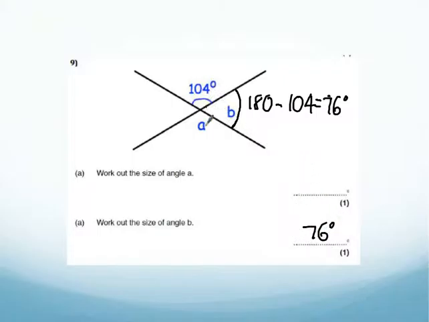So let's have a look to see why vertically opposite angles are equal. If I go back to using a red pen just to highlight this a second, if we look at this straight line here, I know that these two here add up to 180 degrees. So then I know this one here must also be 76 degrees, which is the same as the one that is vertically opposite.